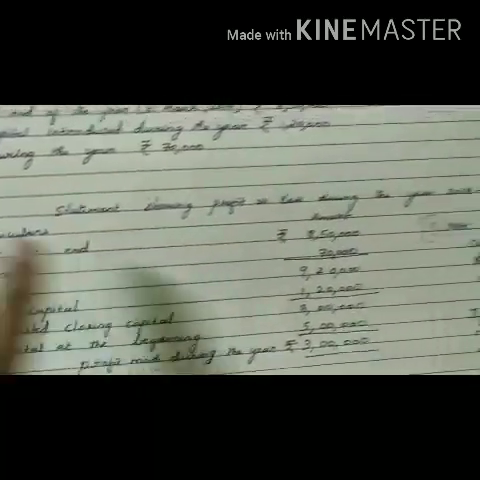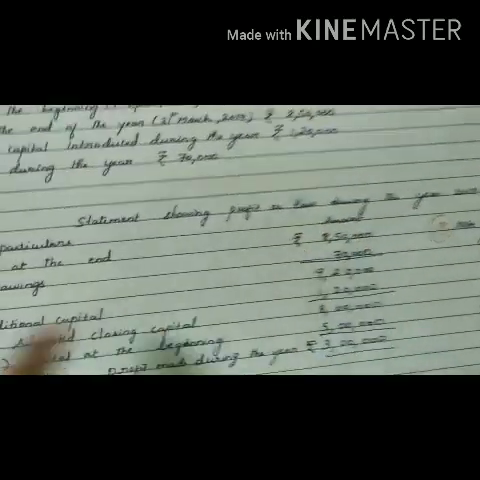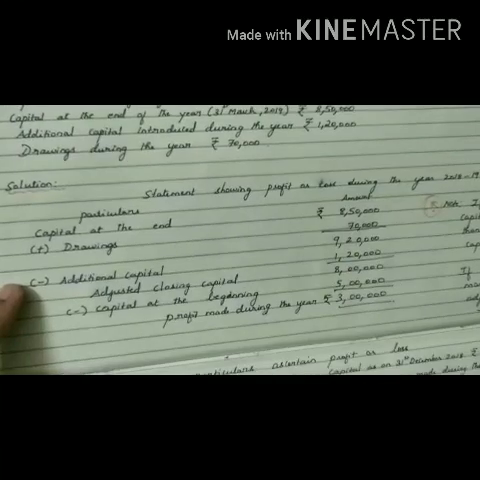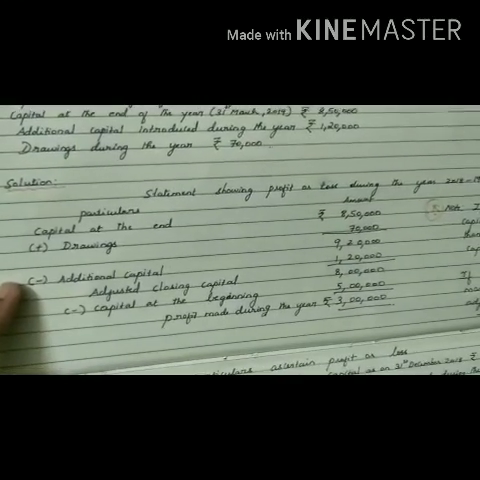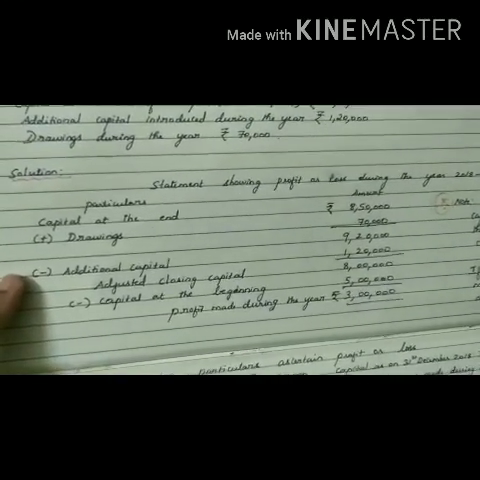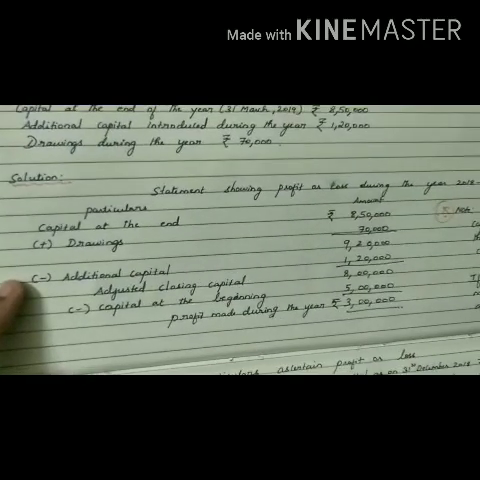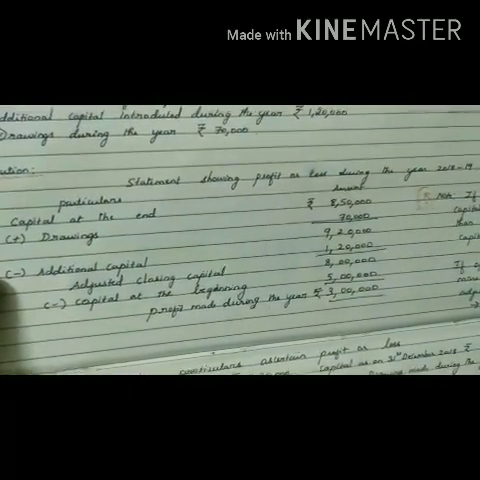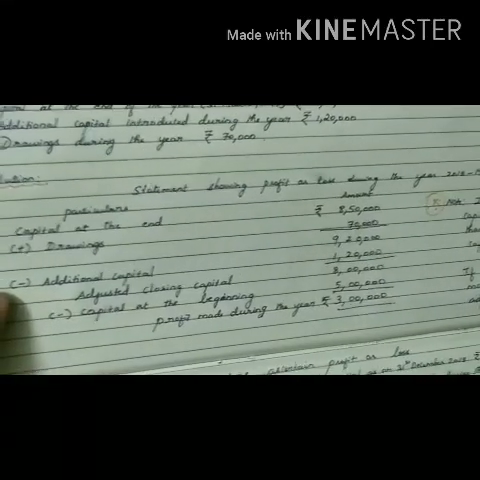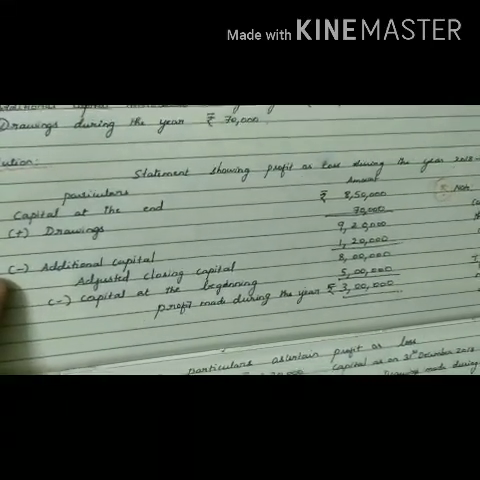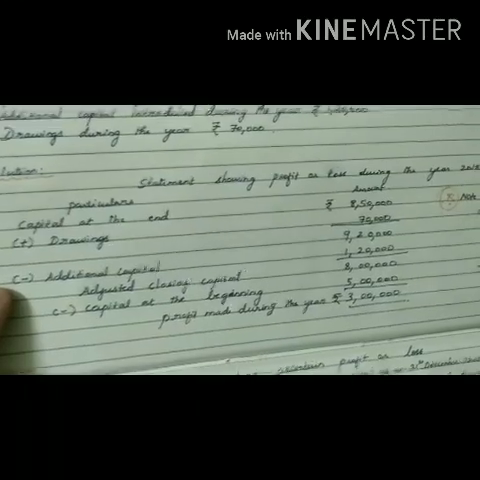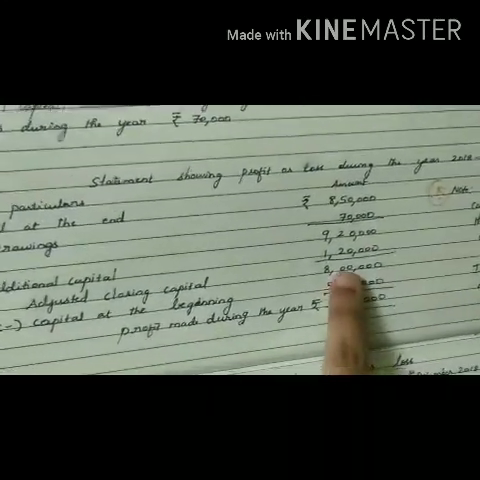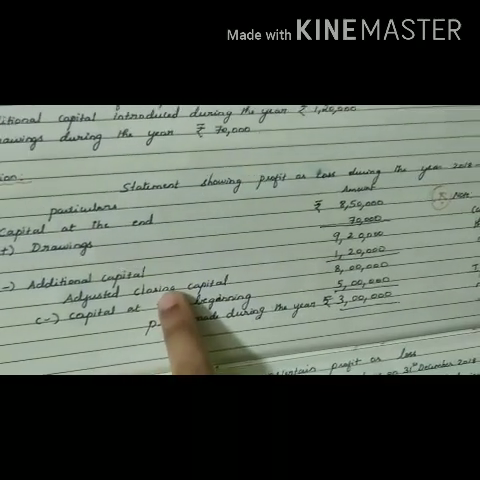So particulars, amount. We will start with the capital at the end. Capital at the end is given as 8,50,000. You have to add the drawings 70,000. You get 9,20,000. Deduct the additional capital 1,20,000. You will be getting 8 lakhs. This 8 lakhs is the adjusted closing capital.